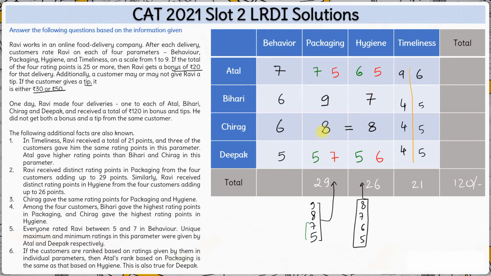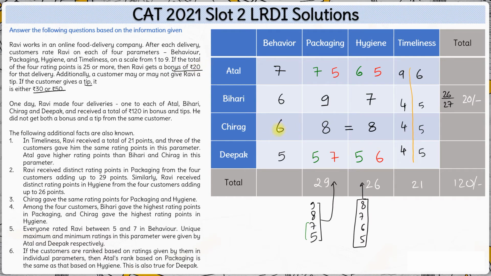Fine. Now next is Bihari. Let's look at Bihari's total rating points. 6 plus 9 is 15, 15 plus 7 is 22. So 22 plus 4, it is going to be 26, or 22 plus 5, 27. So Bihari's total rating is going to be either 26 or 27. Since the total rating is more than 25, Bihari will definitely give a bonus of 20 rupees to Ravi, right? If the rating is more than 25 or even equal to 25, in that case Ravi will get a bonus of 20 for that delivery. Same is the case for Chirag.